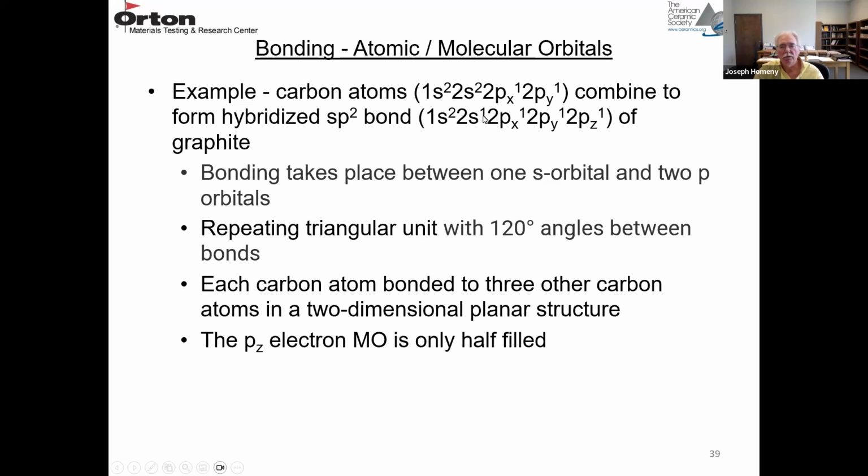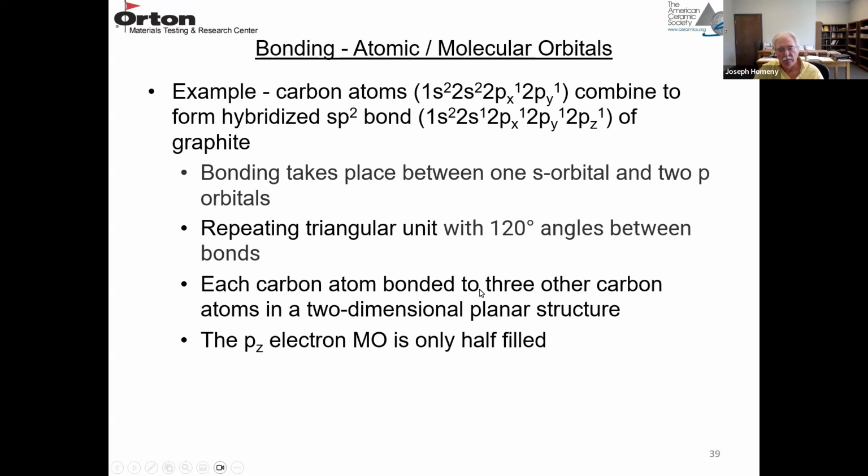One of these electrons is going to go into this other orbital, pz. So one of these electrons from the 2s orbital goes into a 2pz orbital. So now there's one electron in each p suborbital. So that's a hybrid sp2 bond. So bonding takes place between one s orbital and two p orbitals. And now we form a triangular unit with 120-degree angles between these bonds.